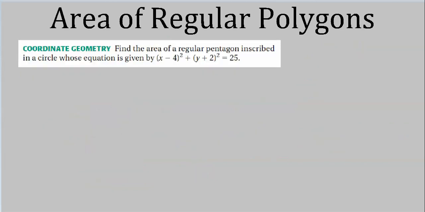Well, they call it coordinate, but do we really need the coordinates to solve this problem? For this, you know by now you can automatically spot: this is a circle with radius 5. That would be the square root of this, centered at the point (4, -2).